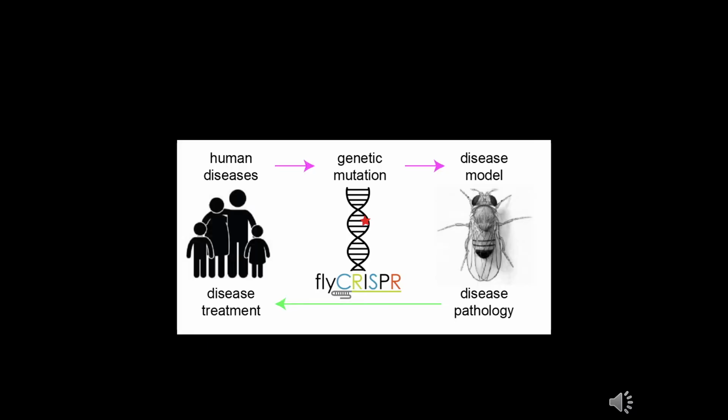Animal models are very useful for studying human diseases. In particular, flies can be genetically engineered using technology such as CRISPR to express human disease mutations. This allows us to study the pathogenesis in a model organism that has a relatively short life cycle. And we hope that by studying the disease mechanisms in fly models, we can discover new strategies to treat the disease in humans.